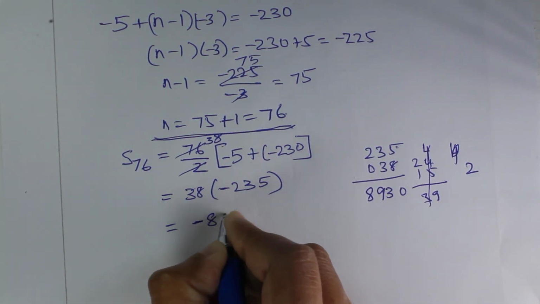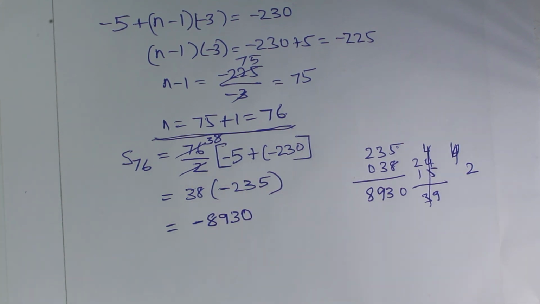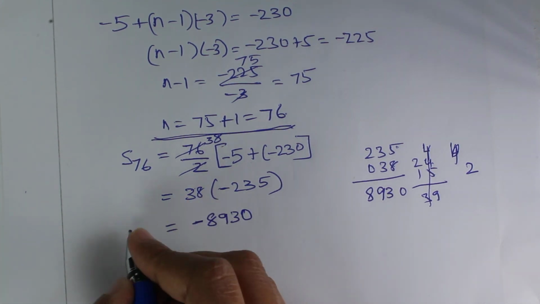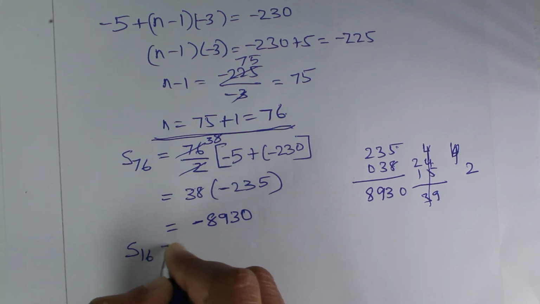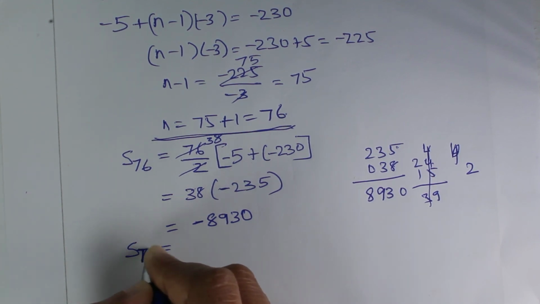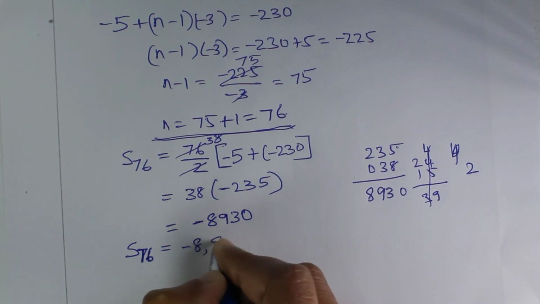So the answer is minus 8930. Hope this is clear for you. So the sum of the first 76 terms in this arithmetic progression is minus 8930.